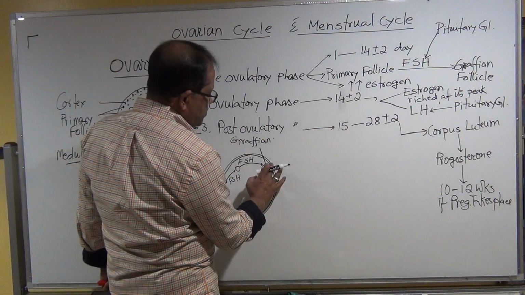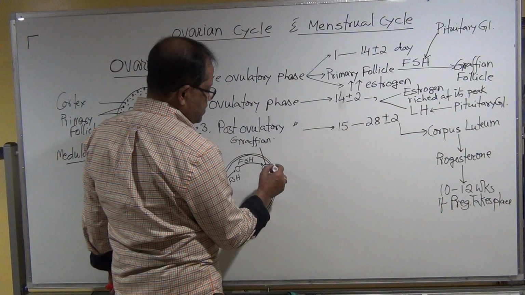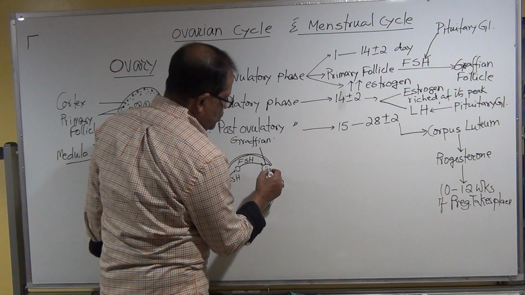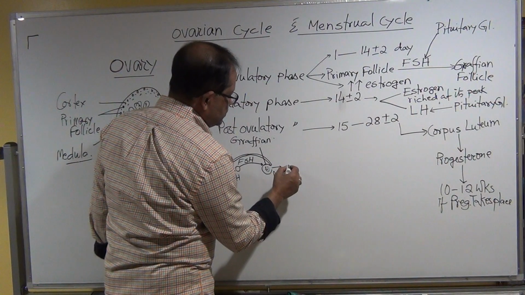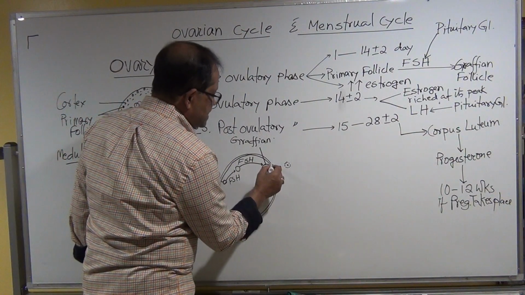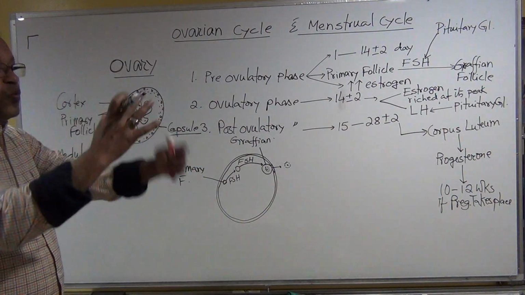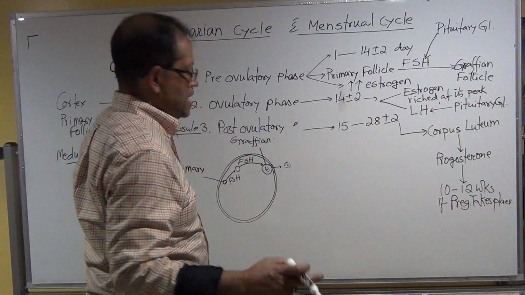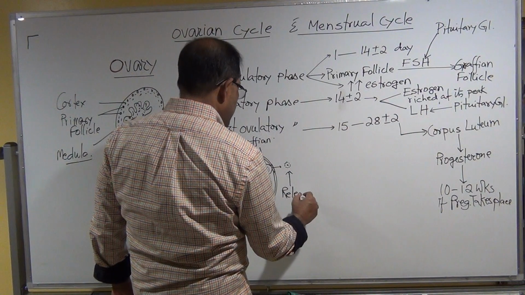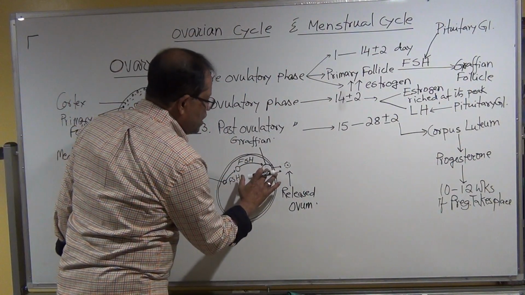And during the ovulation time, there will be leaking or breach of the surface. Okay, and this ovum will be released, and as soon as it is released, then this membrane will heal automatically, and nothing is coming out. So this is the released ovum. So now this ovum is not inside.